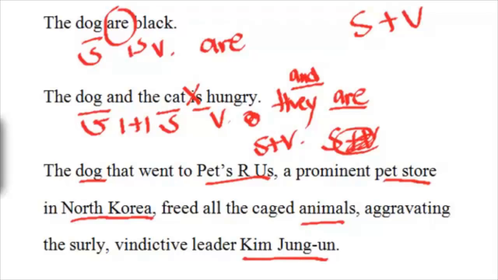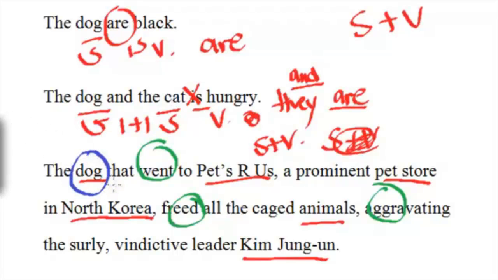Now, next, find the verbs. This one says "went" is a verb, "freed" is a verb, and "aggravating" could be a verb over here, although it's actually acting as a modifier, right? So let's look at this. What is the main idea of the sentence? The main idea of the sentence is the dog. What did this dog do? Not that it went to Pets R Us. That is just simply describing what kind of dog, right? This dog freed the animals, freed all the caged animals. That's the main idea of the sentence, right?